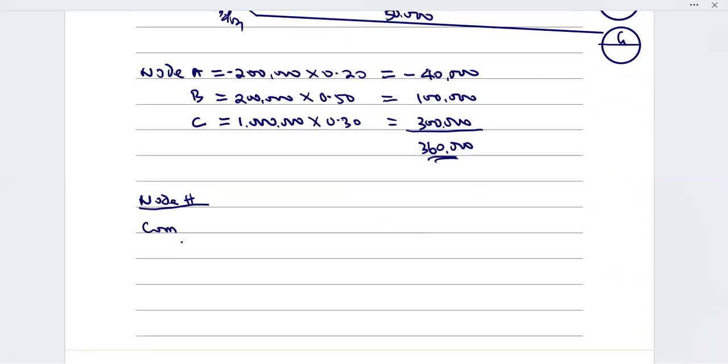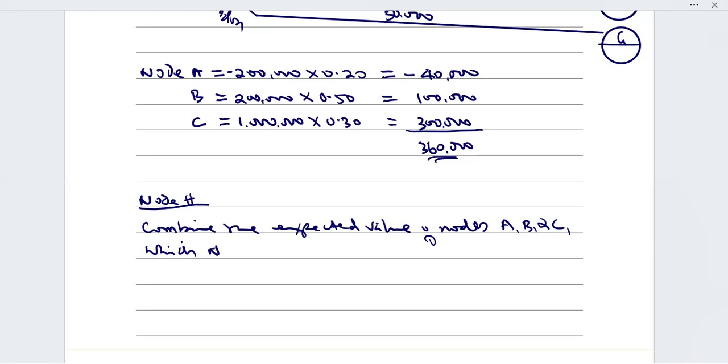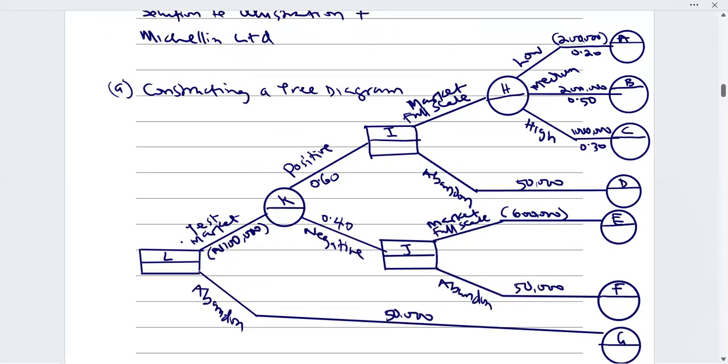Therefore, combine the expected value of nodes A, B, and C, which is 360,000 naira, as shown above. Okay, so for node H, I would then come in and put 360,000. That's the 360,000 naira, which is the product of A, B, and C.